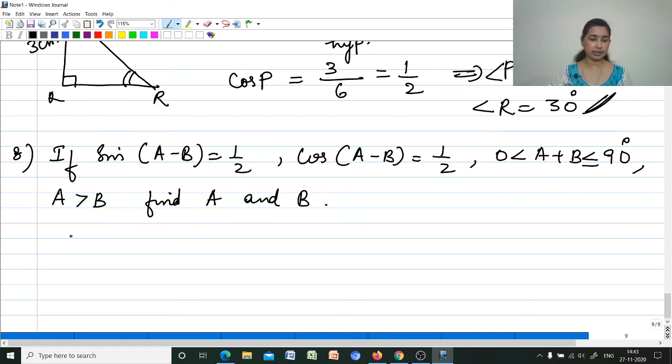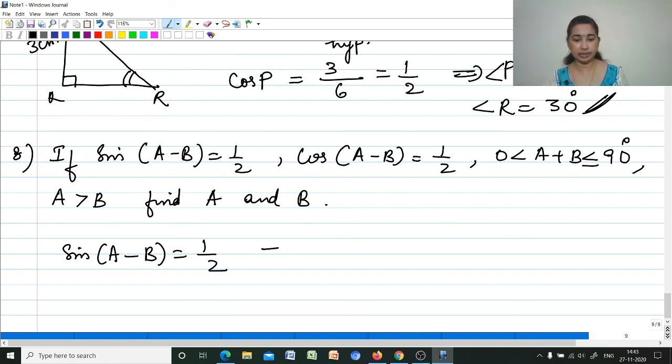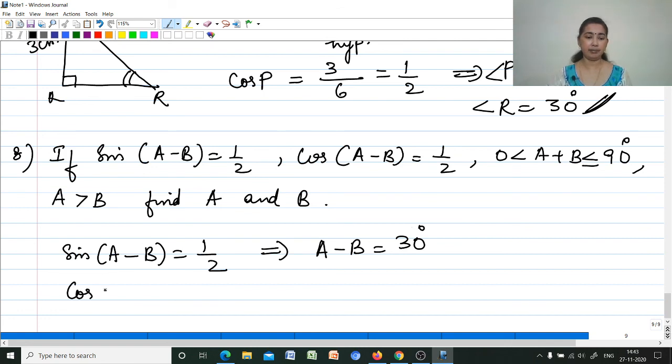Here, given that sine of a minus b is equal to 1 by 2. Which value of sine gives 1 by 2? A minus b is equal to 30 degrees, since sine 30 is 1 by 2. Same way, cos of a plus b is equal to 1 by 2 means a plus b is equal to, which value of angle gives cos as 1 by 2? We are getting cos 60.